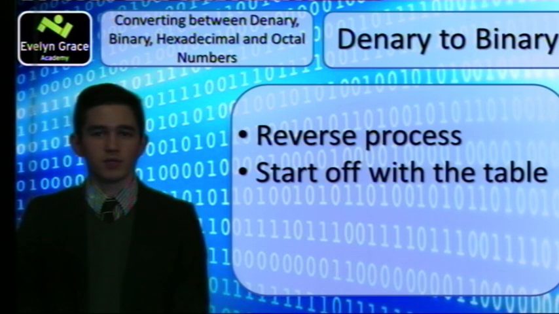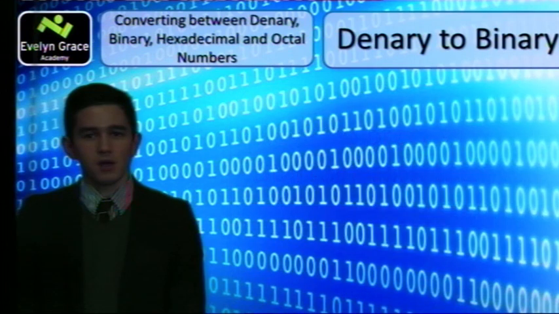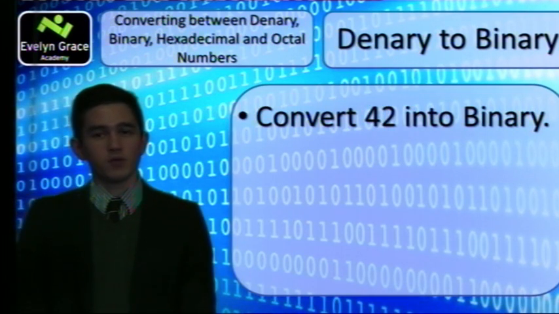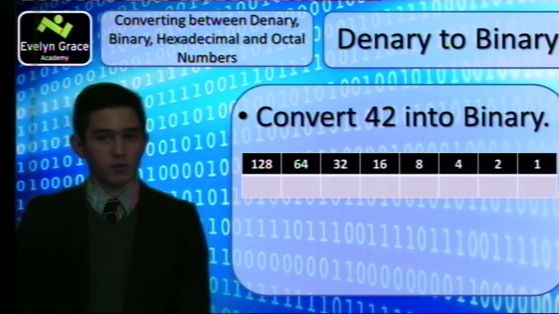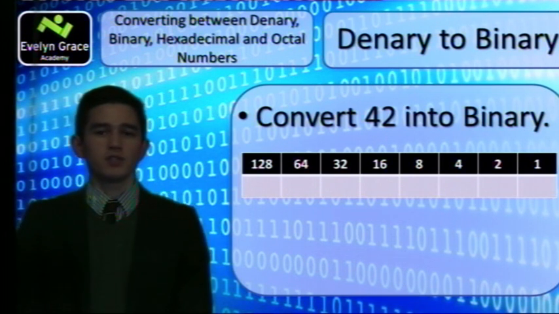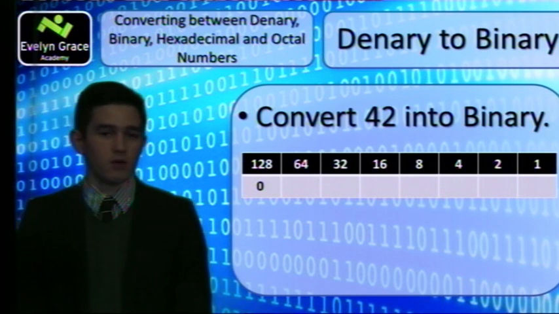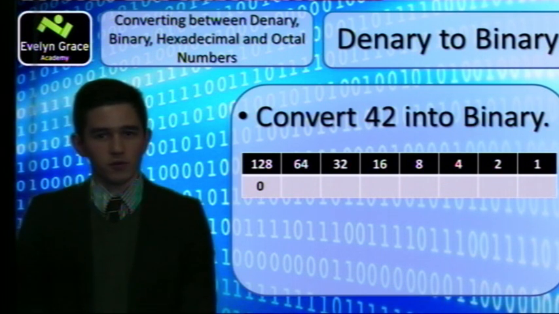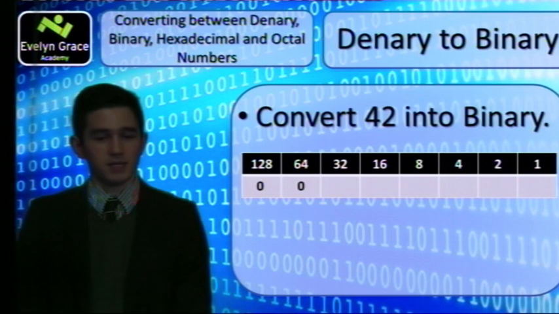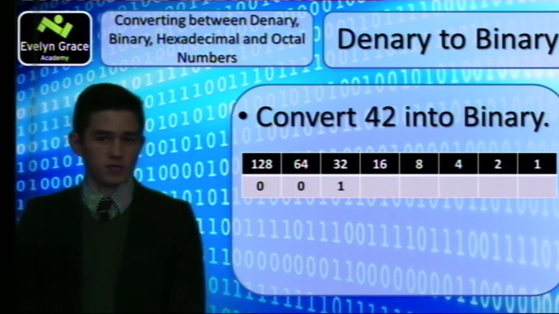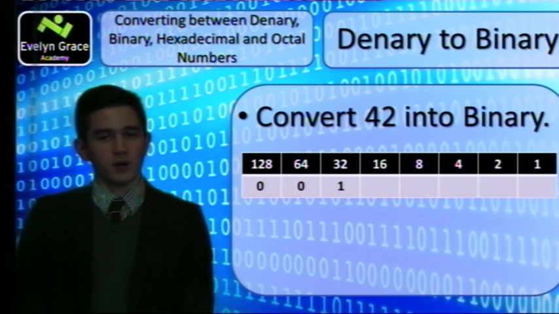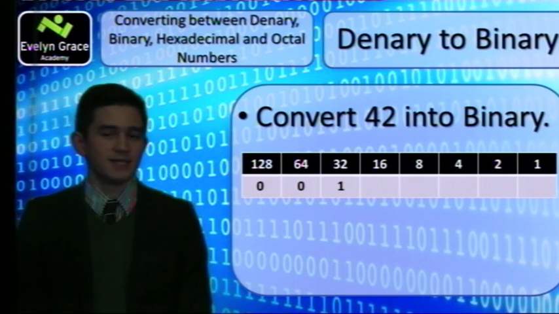So what about the other way around? We do the reverse. You start off with the table. So, if I wanted to convert 42 into binary, I just need to work backwards. Can I fit 42 into the 128 column? No. 128 is a large number, so that would be 0. What about 64? Again, it's a larger number, so that would be 0. 32 is a smaller number, so I can fit 32 into 42. Now I need to deduct this so I can work out the next number. 32 taken away from 42 will give me 10.